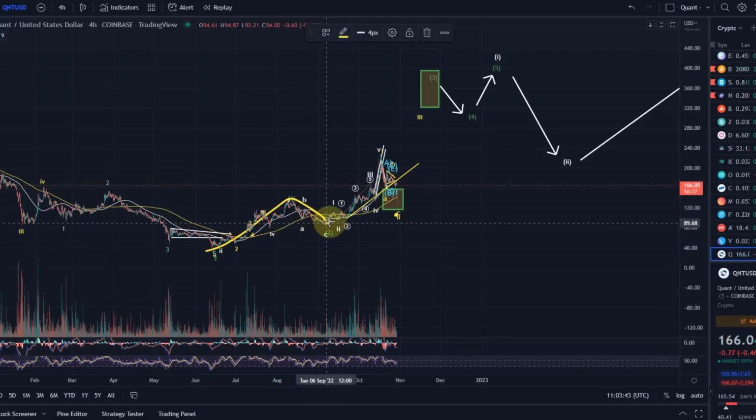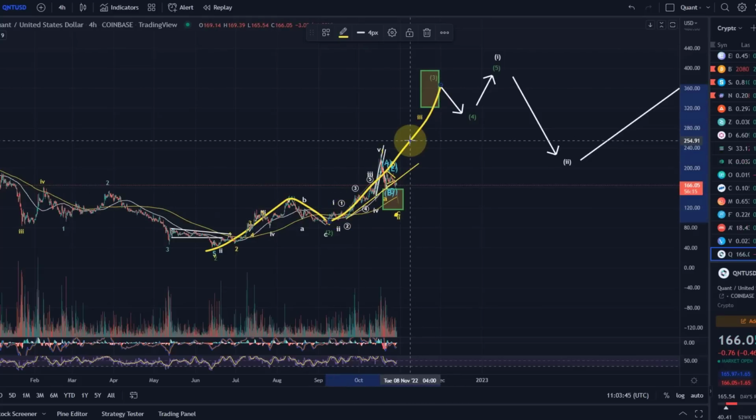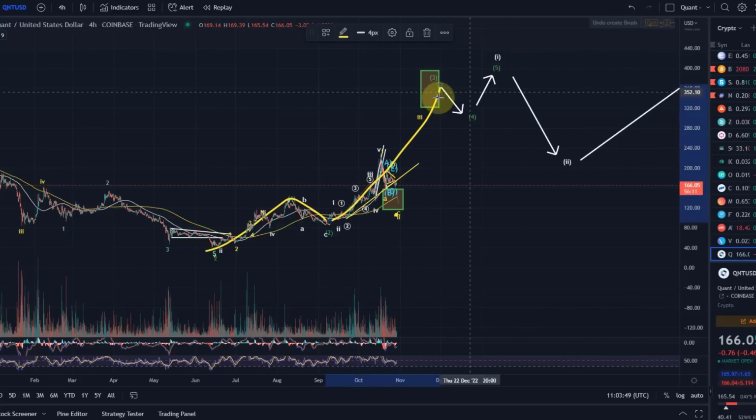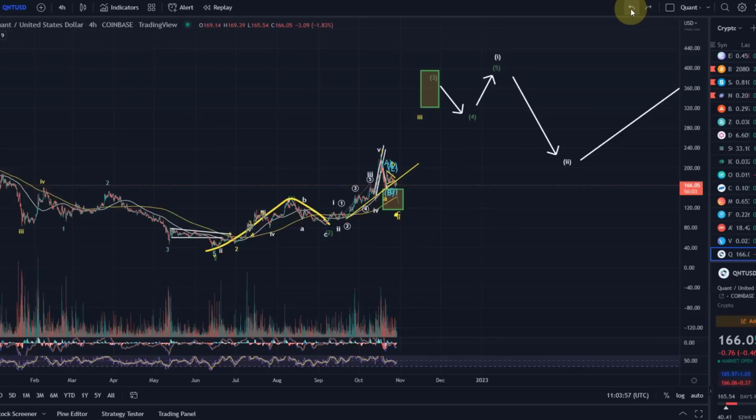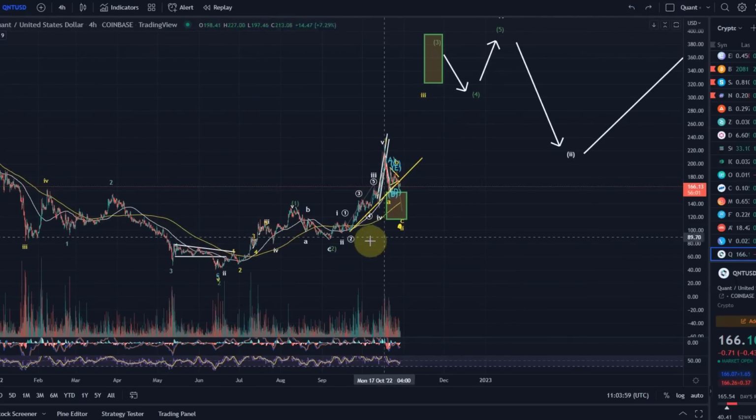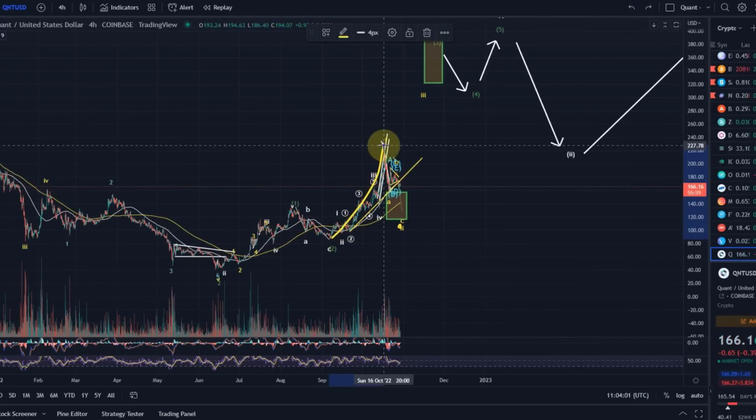And now we are moving up in this third wave. That is my current expectation, that we are in this third wave. I don't know exactly where that will be. We need to see the wave 2 low for that. In this wave 3, the wave 3 itself is a 5-wave move. We've seen the first wave, which peaked around $230. We are now in our wave 2 of 3.